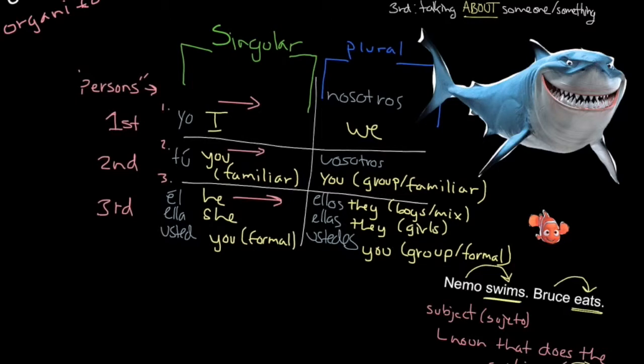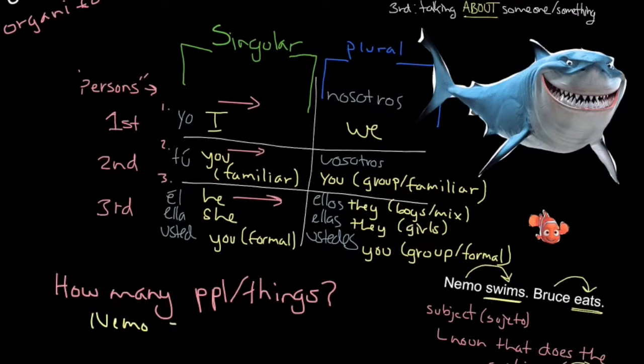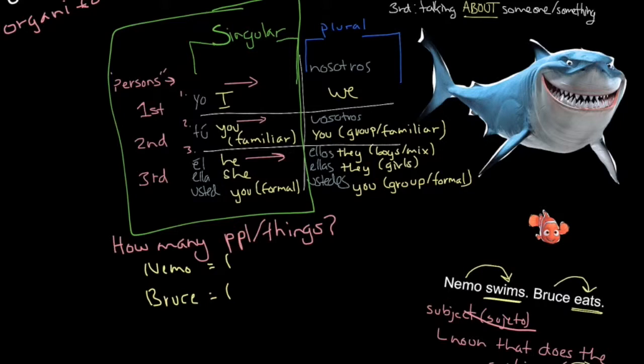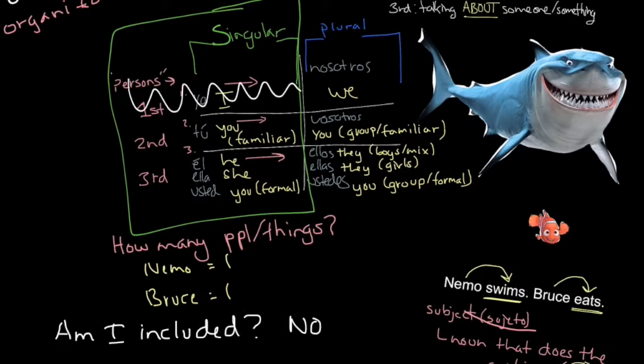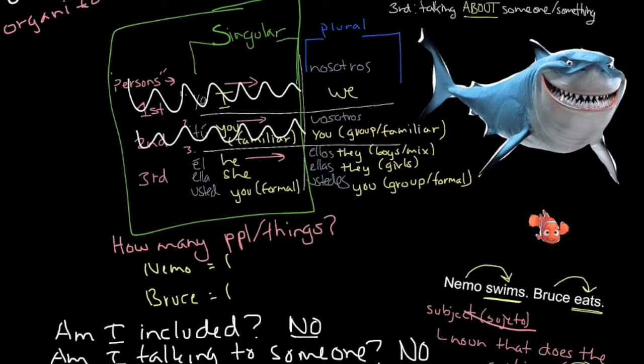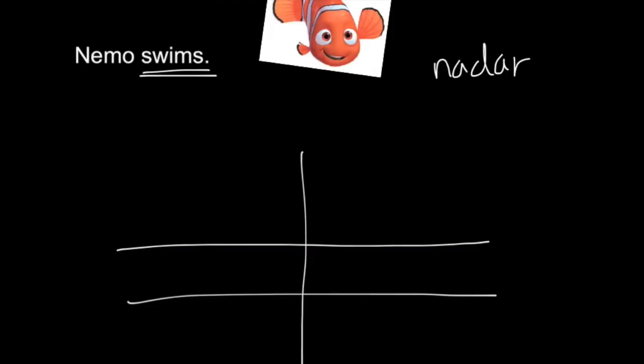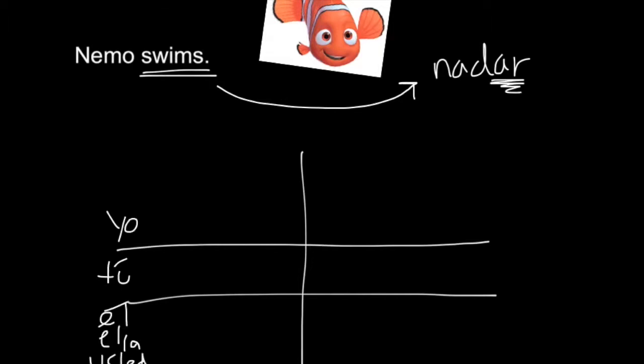Now let's go back to the chart. How many people or things, in this case, am I dealing with? Well, Nemo is one thing, so it's singular. So is Bruce. So automatically I know it has to be on this left-hand side of the chart. Am I included? Nope. So I can cross that out. Am I talking to Nemo directly? Nope. I'm talking about him, so I can cross that off. That only leaves one option. So my conjugation has to come from that third person singular box in the lower left.